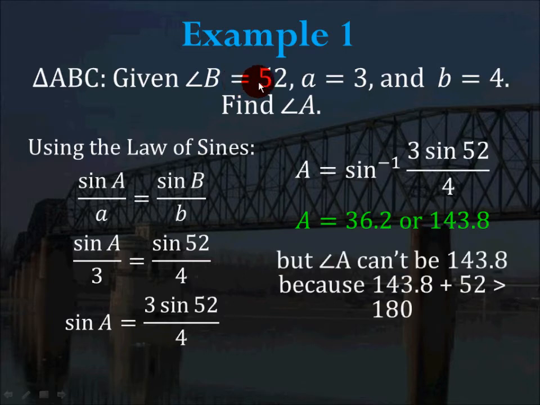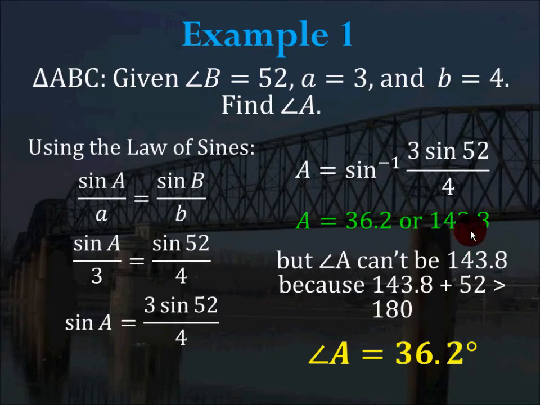Now, how do you know which one to use? Well, you know that angle B is 52. If you use the 143.8 degree angle, the sum of those two angles will exceed 180 degrees. Therefore, angle A has to equal 36.2 degrees. But again, a very important point: A can be one of two angles here. Some answers will allow you to have both. Let's say b were a smaller number and A were a smaller number, and both of those angles plus B were less than or equal to 180, you could use either answer for A. You'll see some of those problems on your homework, so check the answers.